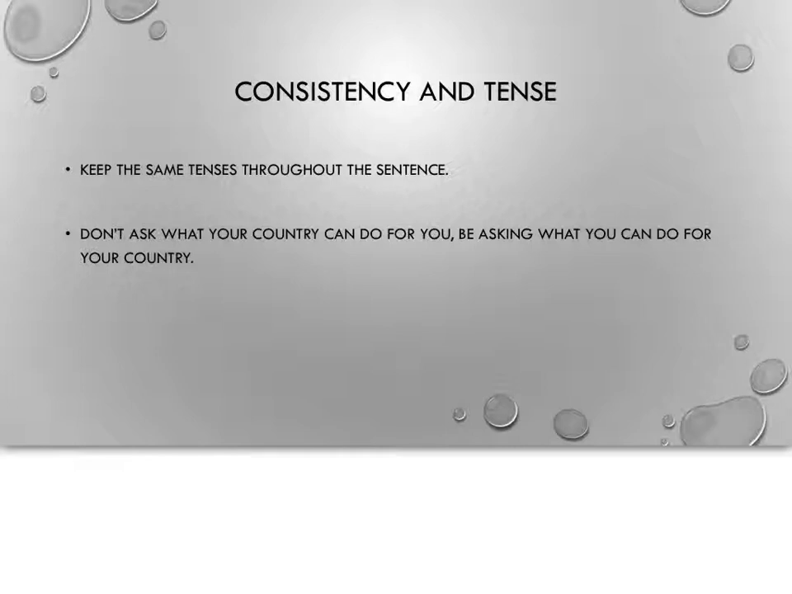Probably the most important part of this is keeping tenses the same throughout the sentence. So I have a sentence: "Don't ask what your country can do for you, be asking what you can do for your country." You'll notice that "ask" in the first part of the sentence is in the present tense, and so "be asking" is not in the present tense. You need to change this to "ask," again in the present tense, and then you have consistency of the verbs throughout the sentence.